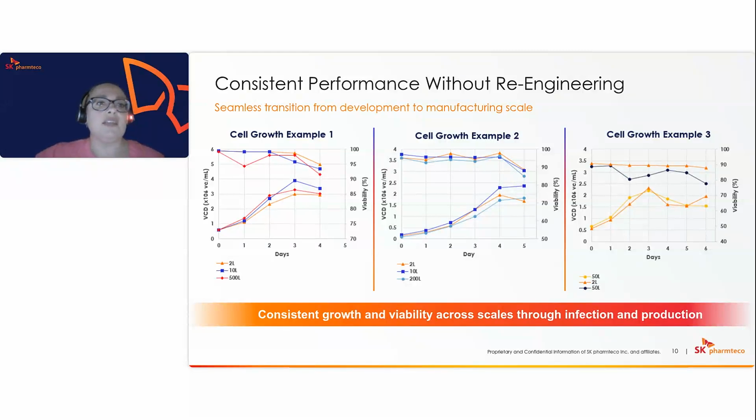So what these examples demonstrate is a scalable, well-characterized upstream platform that helps to enable our programs to seamlessly transition from process development into manufacturing. And ultimately, this reduces scale-up risk, accelerates developmental timelines, and supports reliable adenoviral vector manufacturing for clinical and commercial supply.